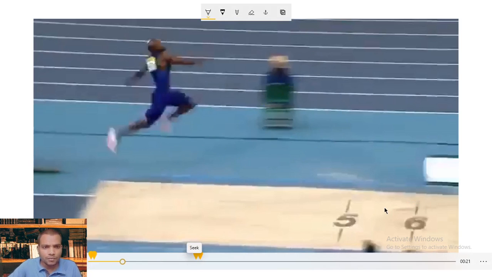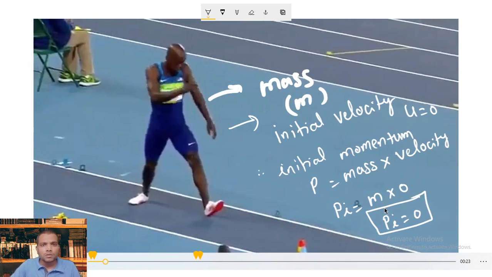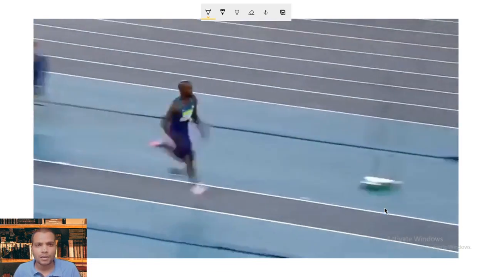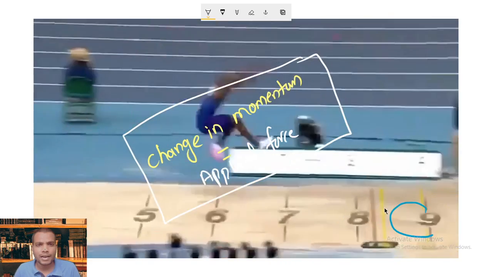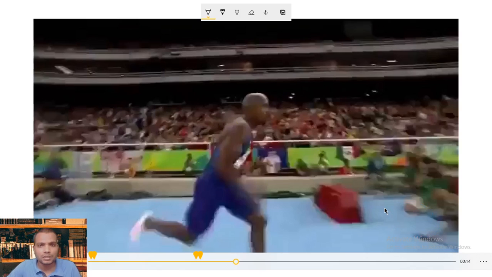So finally, if you watch this one more time, this is the athlete with initial mass and initial velocity. The initial velocity is 0. Now he started running very fast and he jumped, and he covered 9 meters. This is the Olympic world record. So let us understand more about the change in momentum.